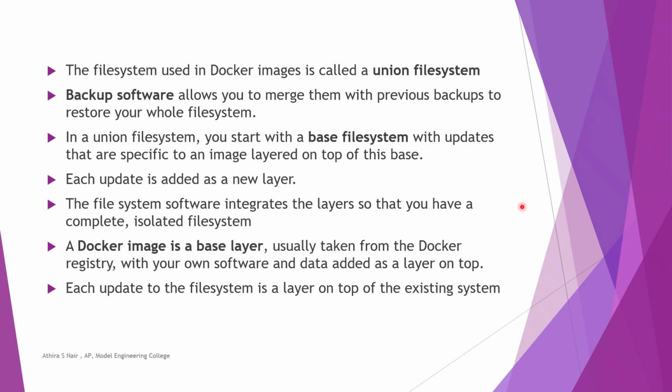So a Docker image is a base layer, usually taken from the Docker registry, with your own software and data added as a layer on top. And each update to the file system is a layer on top of the existing system. To change an application, all you have to do is ship the changes that you have made to its image, often just a small number of files. You don't have to include any files that are unchanged.